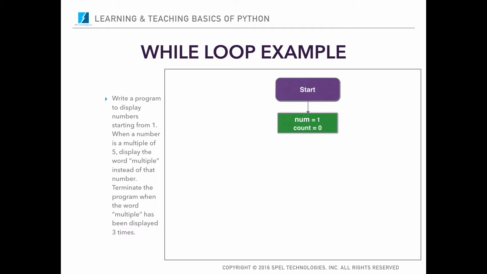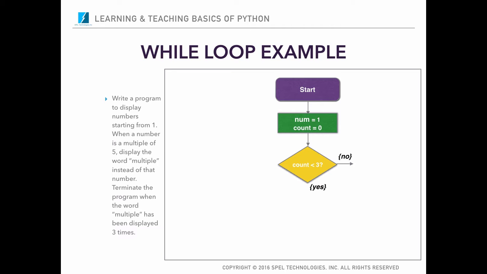So here you can see that our first operations box in the flowchart has 2 initialization statements. Num is set equal to 1 and count is set equal to 0. Next, we look at the terminating condition. The word multiple should have been displayed 3 times. If count is equal to 3, it means that the word multiple has been displayed 3 times. Otherwise, if the count is less than 3, it means that it has not yet been displayed 3 times, so we want to continue displaying the numbers or displaying the word multiple. If the condition is false, then the program will be terminated.